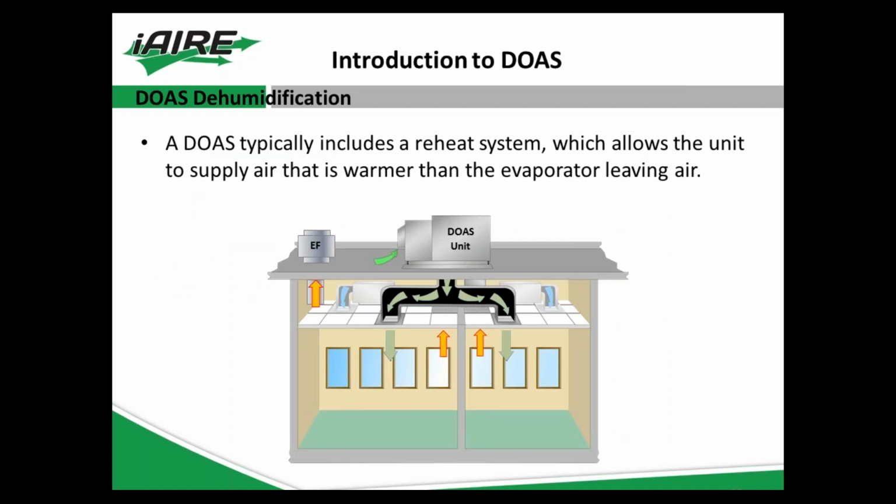So like I mentioned there, all DOAS systems will generally have a reheat system, and this allows you to cool the air down to that design 55 degrees to pull out moisture from the air, and then reheat it to a space neutral temperature as to not affect the zone cooling or heating. And that way you can provide drier air than is typical of the outside air, especially here in Chicago in the summer.